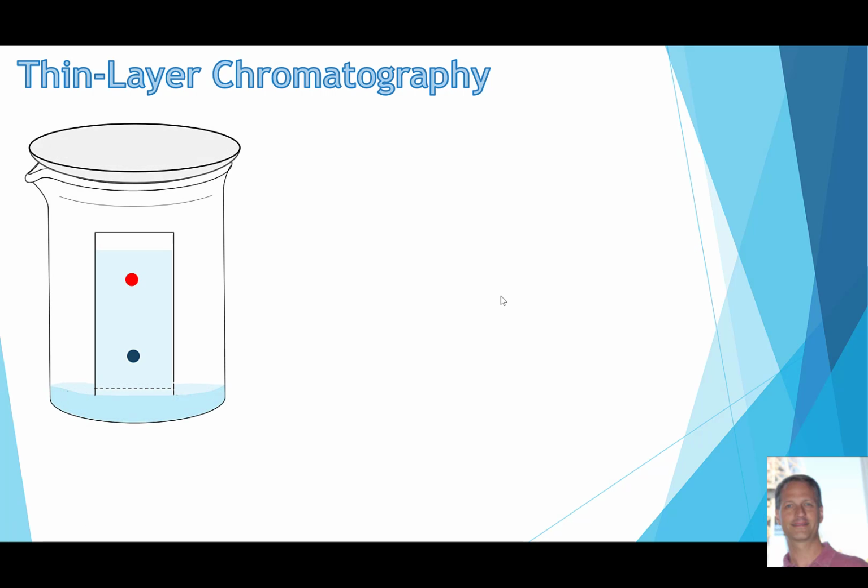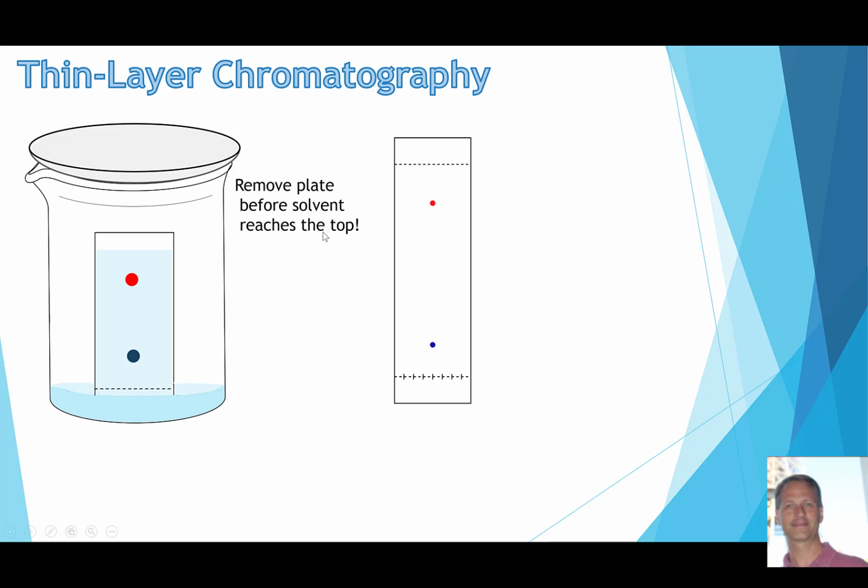So what we're going to do after those spots get up close to the top is we're going to watch this solvent line. This is called the solvent front. And when it gets close to the top, we're going to have to pull it out. So we're going to take it out. We'll use a pair of tweezers to do that. And then we're going to mark right here the very top of this thing.